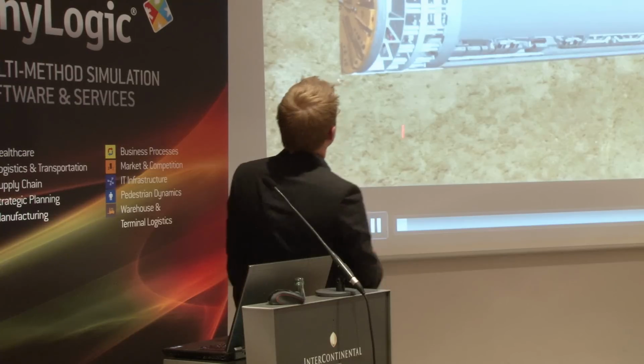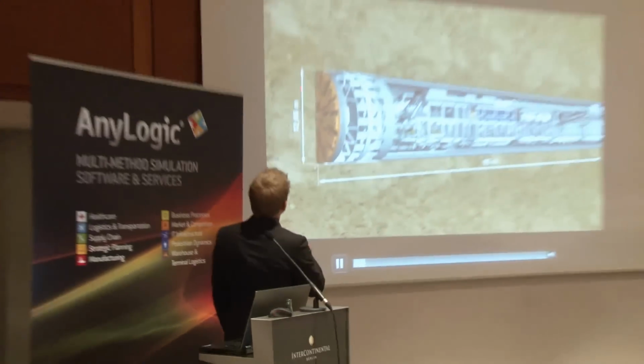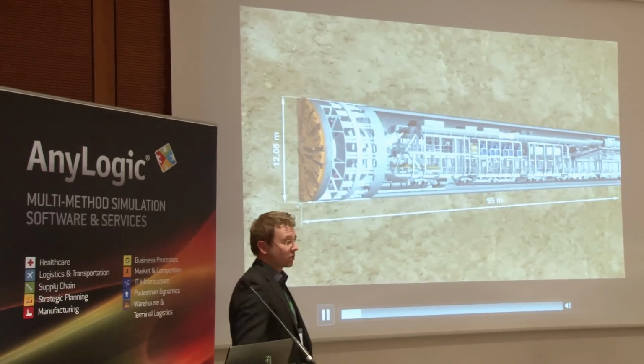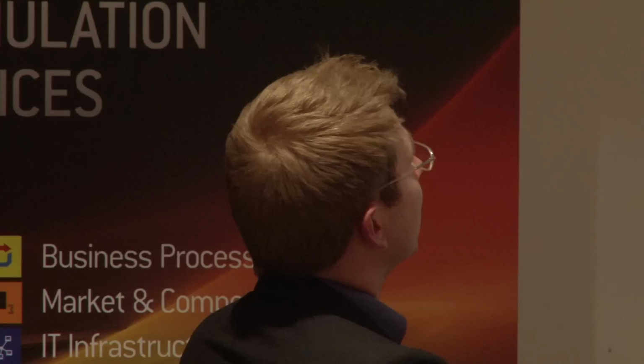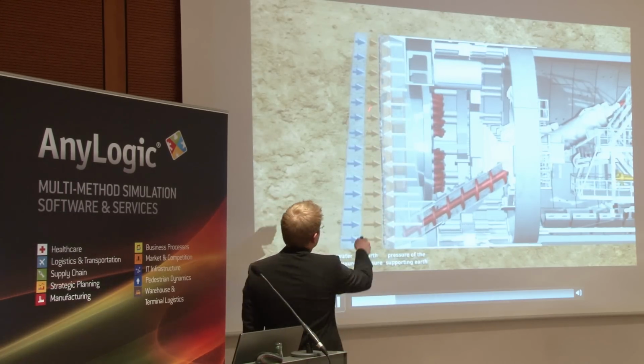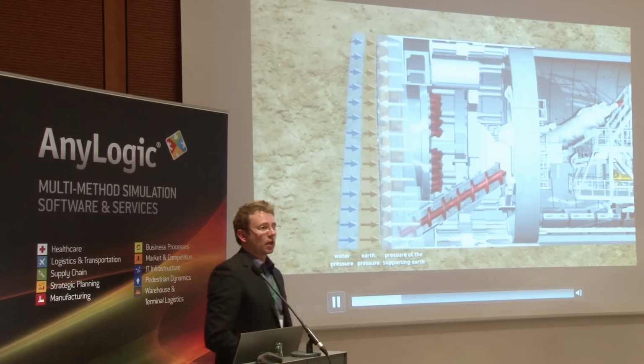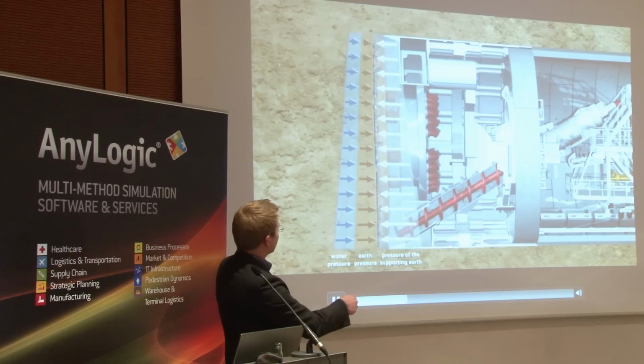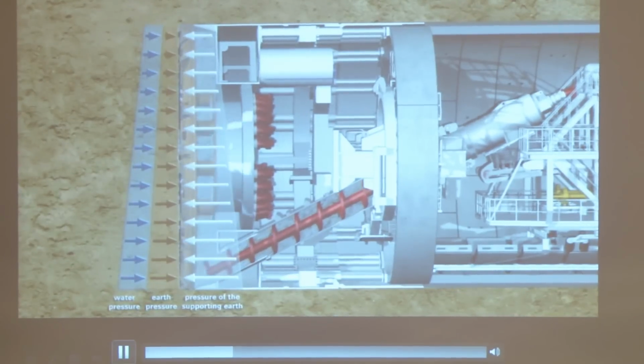So this is a machine applied in Spain. We have 12 meters of diameter, almost 100 meters long, so it's a very long machine. You see the turning cutting wheel. There's tools attached to this cutting wheel. This rotates, loosens the soil. The soil then enters into an excavation chamber where it's extracted from a screw conveyor. It's taken out there.